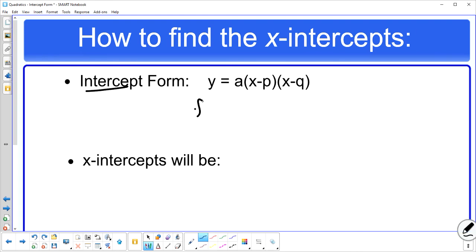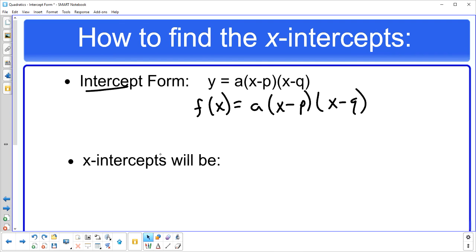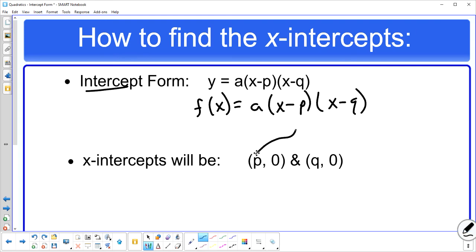Okay, the other way we could see it is maybe in function notation, which would look essentially the same way, except we change that y to an f of x. Okay, either way. Now, when we have this, our x-intercepts are always going to come from p and q.